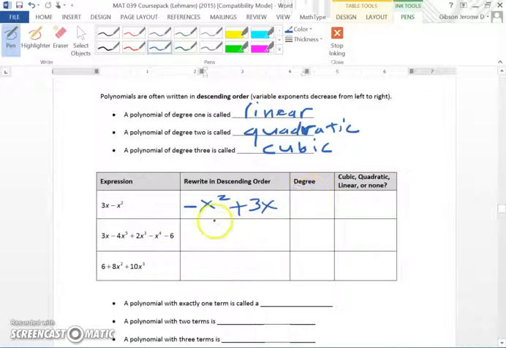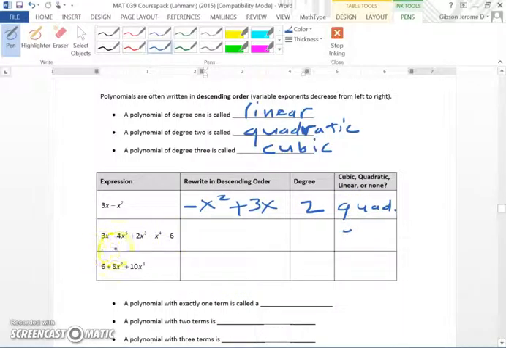Now, the degree. We do the degree the same way we did in the previous table. We look here, this degree is 2, this degree is 1. We take the highest degree, which would be 2. Now we have to label this as cubic, quadratic, linear, or none. Which one do you think this is? It's quadratic. That is correct. I'm going to abbreviate it because it may jump, so I just put quad.